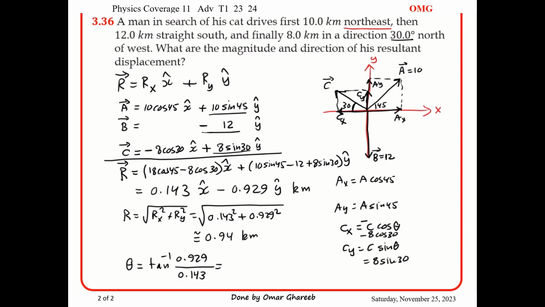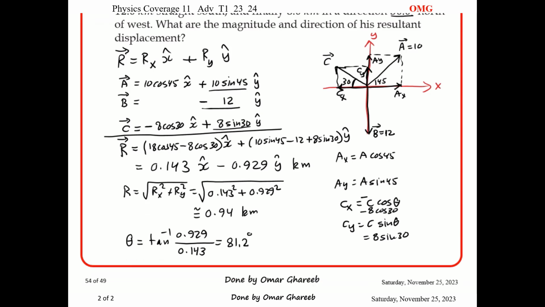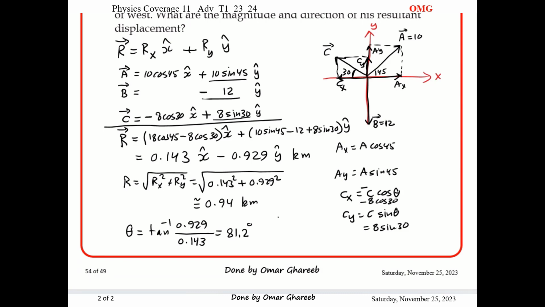Now the angle is 81.2. What is the location of this angle? The x component is to the right, so it is east. The y component is negative, so it is south. Our angle is there, so it is 81.2 south of east.